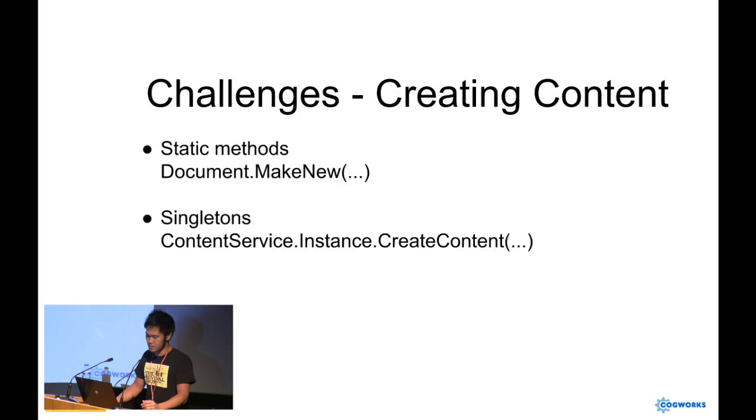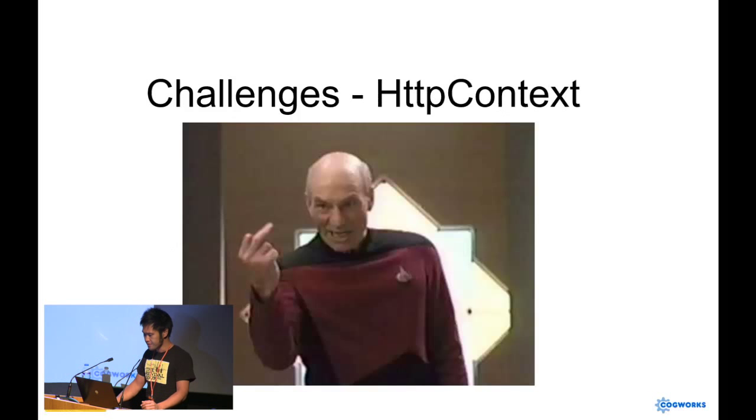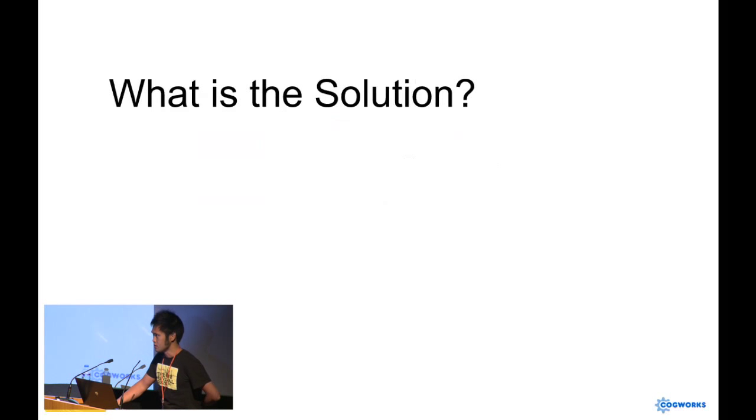With creating content, you've got a similar issue. In the old API, you had a static document.makeNew, and you've still got the singletons around in V6. And of course, the good old HTTP context, which everyone complains about, and everyone says, well, you know, I can't unit test my Umbraco website because Umbraco has a reliance on the HTTP context. And because I don't have a context in the unit test, I can't unit test. That's the general complaint. So what is the solution to all of this?